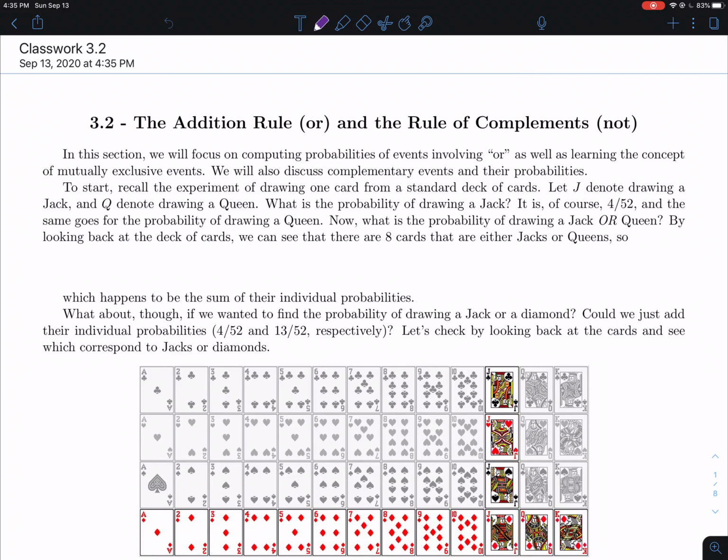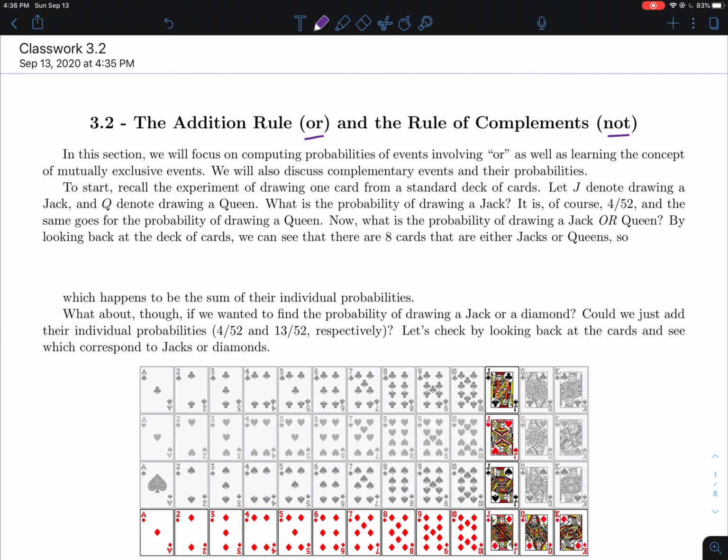Well, hopefully everybody did fairly good with section 3.1. So now we want to move on to 3.2, which is the addition rule. And I've got "or" underneath there, and the rule of complements, "not."